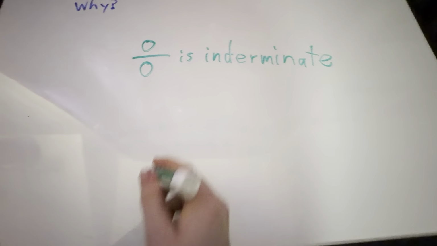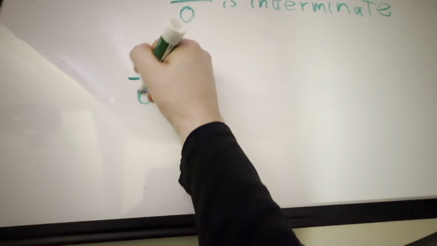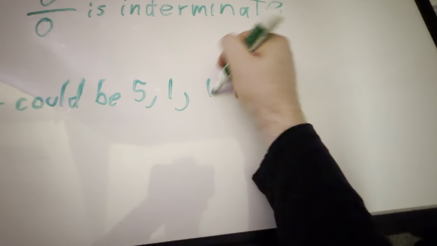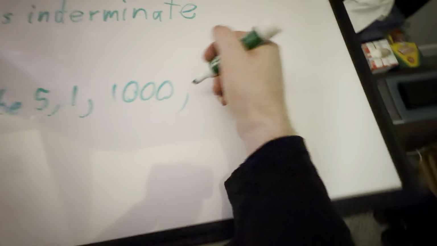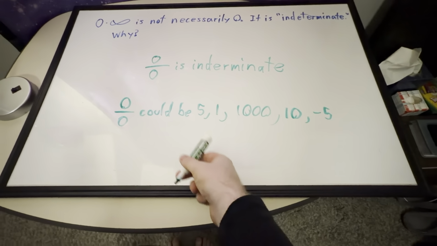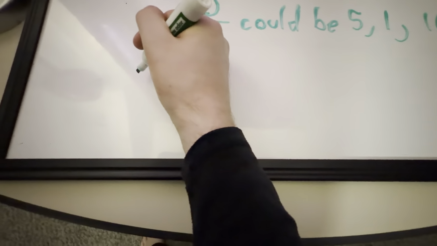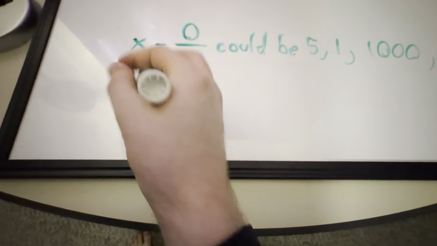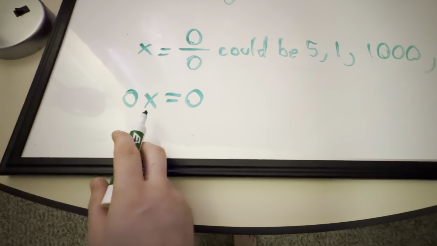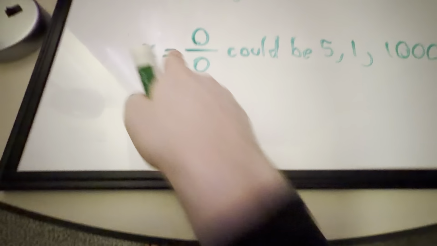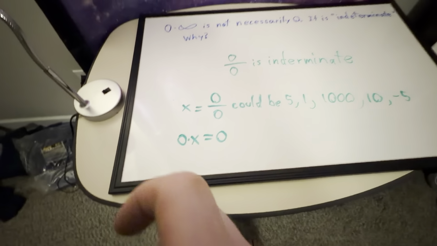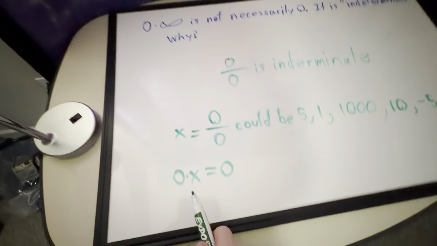So this means that 0 over 0 could be 5, 1, 1,000, 10, -5. It could be anything, because anything makes sense. Because 0 over 0 equals x. Let's multiply both sides by 0. So 0x equals 0. Well, this is true no matter what x is. 0 times x is 0. That's true for most things, unless x is infinity, which is what we're going to be talking about.